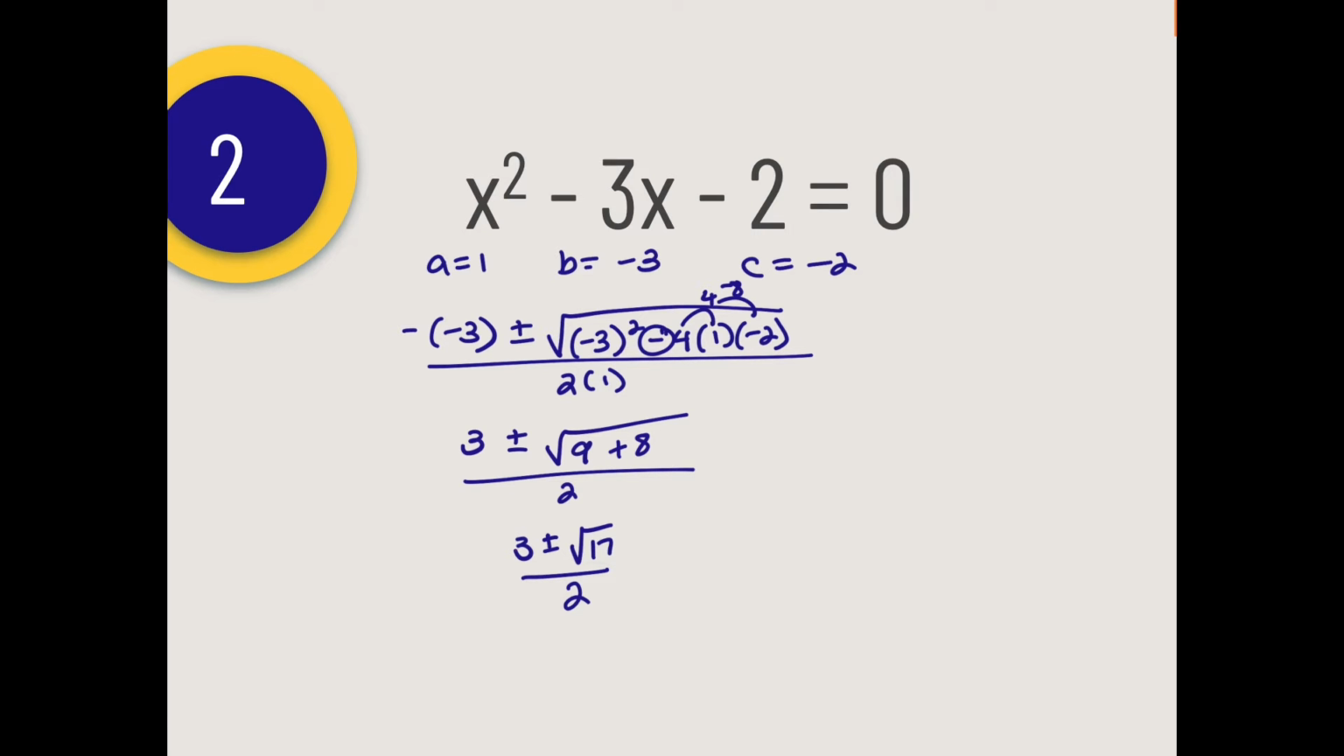And 17 does not break down, so I leave it just like that. If it wanted it in 2 separate answers, it would be 3 minus square root 17 over 2 and 3 plus square root 17 over 2.